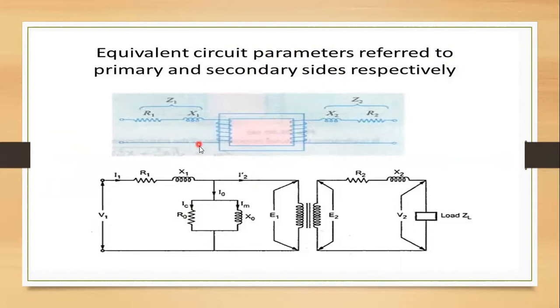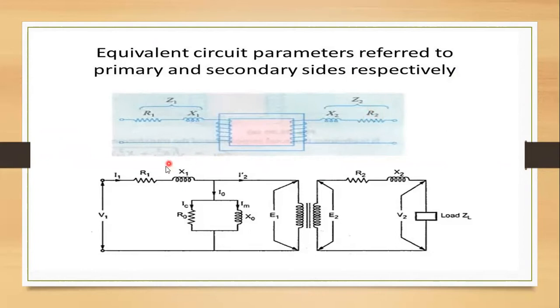Here, R1 and X1 make up the primary side impedance Z1, and R2 and X2 make up the secondary side impedance. Resistance plus reactance is called impedance. Z1 is equal to R1 plus jX1, and Z2 is equal to R2 plus jX2. Am I right? So impedance is represented like this. R1 plus jX1 is called Z1, the primary side impedance, and R2 plus jX2 is called the secondary side impedance.